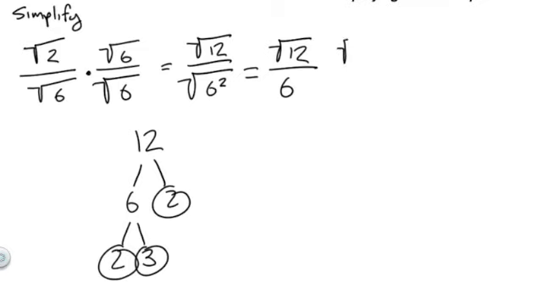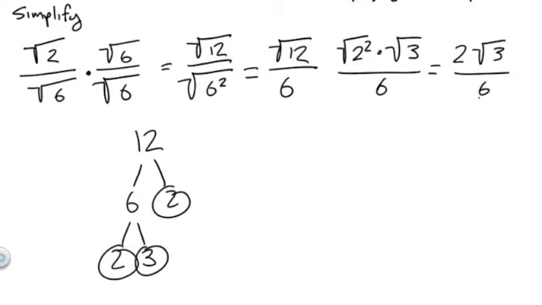So let's go ahead and actually do that right now. Square root of 2 squared times the square root of 3 over 6. And this is going to equal 2 square root of 3 over 6. Now, this is not your answer, and let me tell you why. It can still be simplified. You can't simplify anything with the square root of 3.